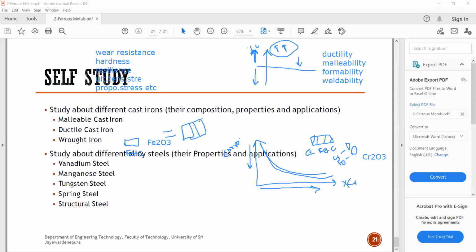For the different steels likewise, put a table for this one also, and then do your self study, right? Okay.